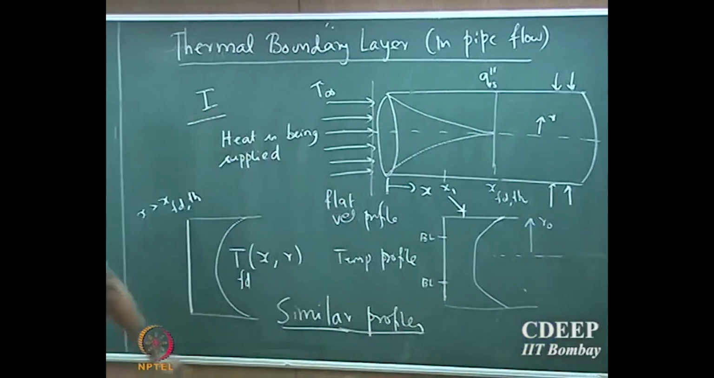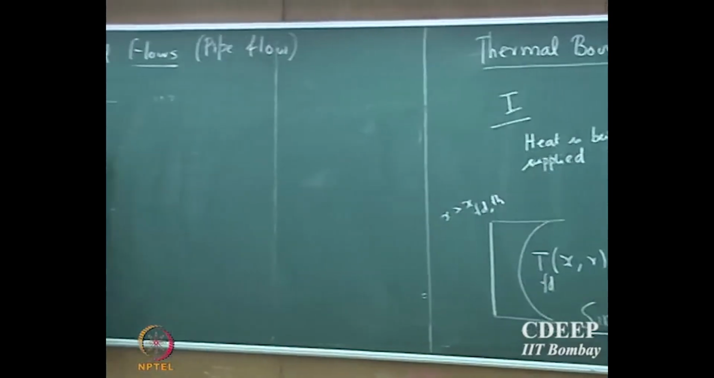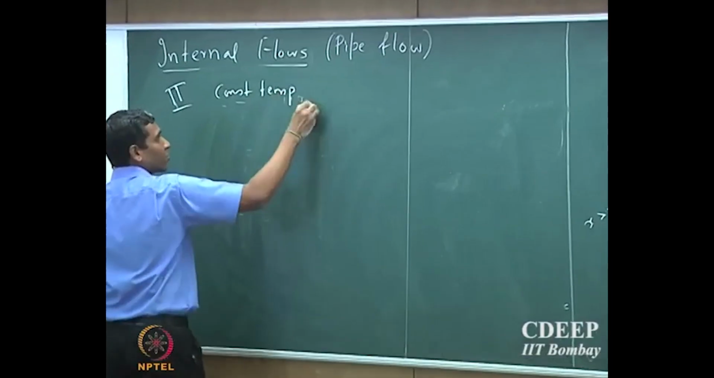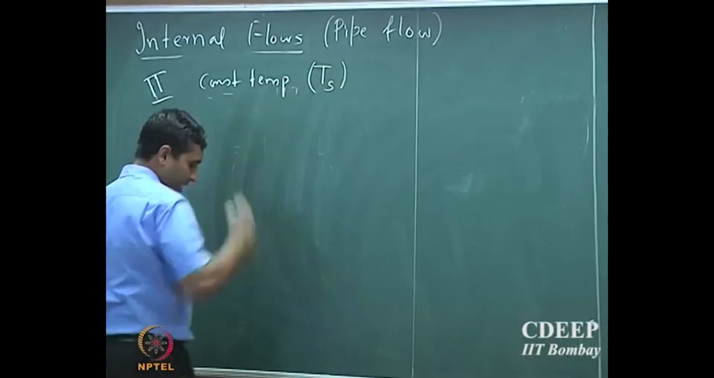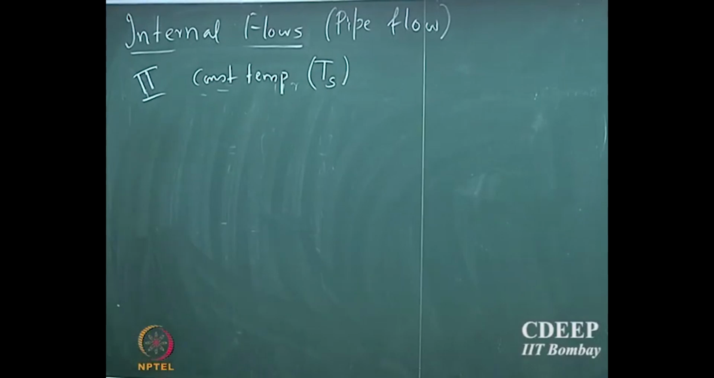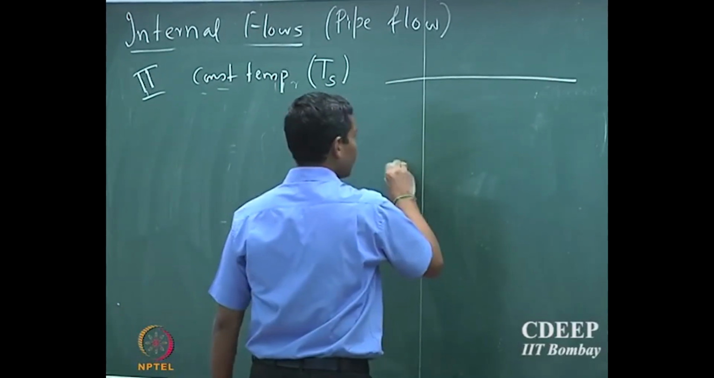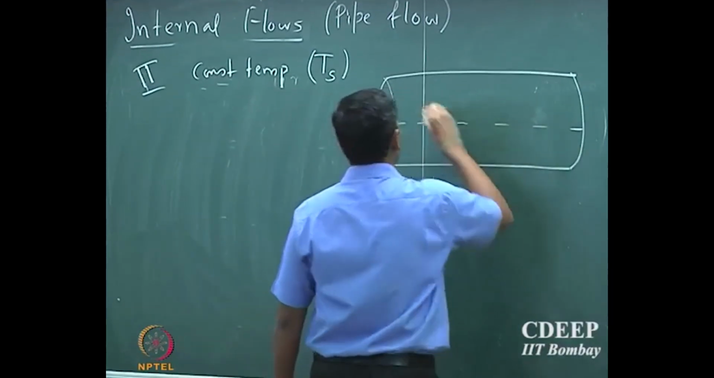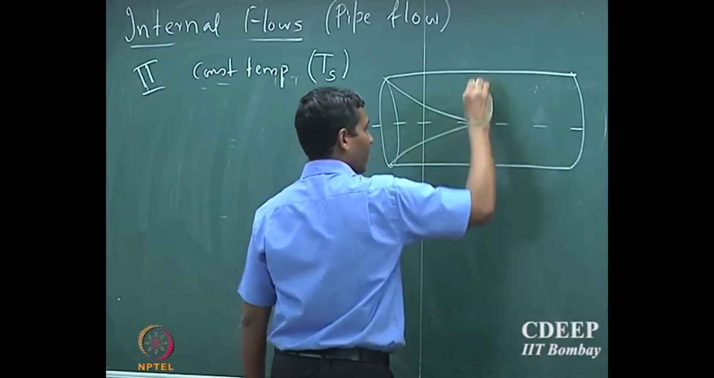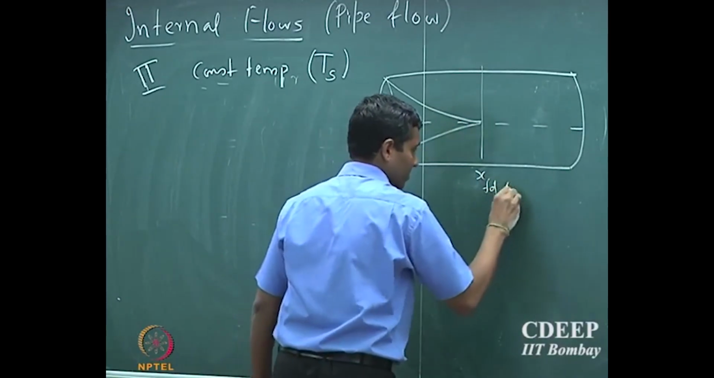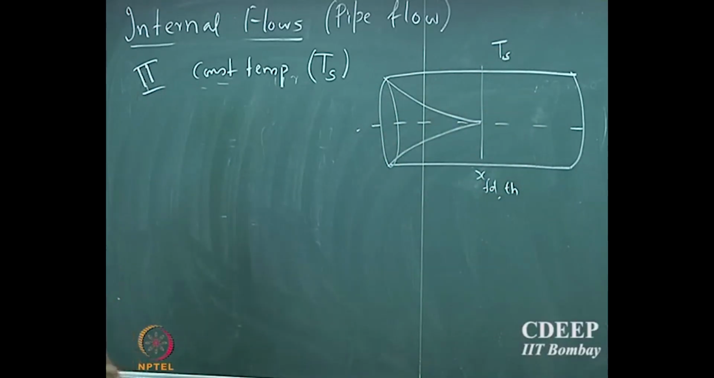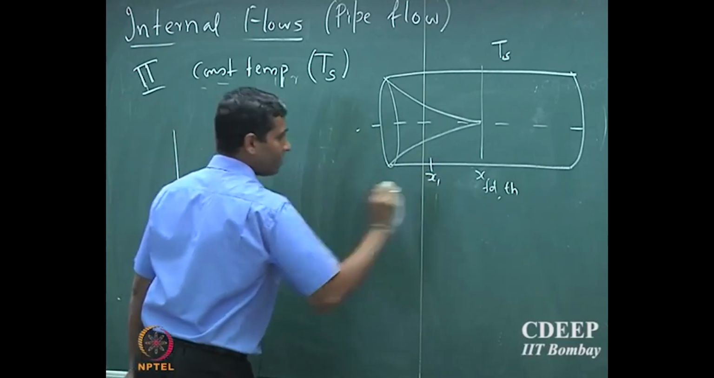Alright, so now once we know this, we can go to the next case where you have a constant temperature. So supposing I maintain the surface temperature at a certain constant value, okay. So now I have a tube here. Once again I have a thermal boundary layer, and I maintain the surface temperature as constant. Okay. So now I can draw a profile, let us say at some location x1. Okay.